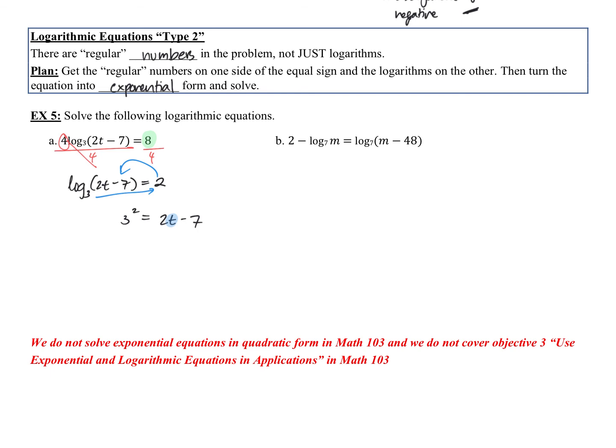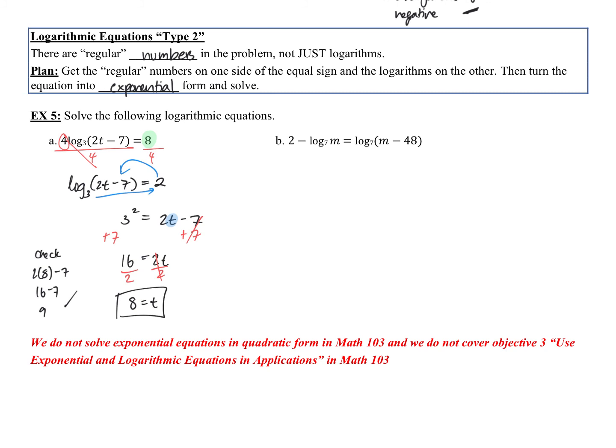Okay, so let's solve. Add 7 to both sides. 3 squared is 9. 9 plus 7 is going to be 16. Dividing both sides by 2, we get 8 equals t. We're not done yet. We need to check. Okay, let's check our answer. So checking. Does it make our argument negative? Nope. We're good. It works out.